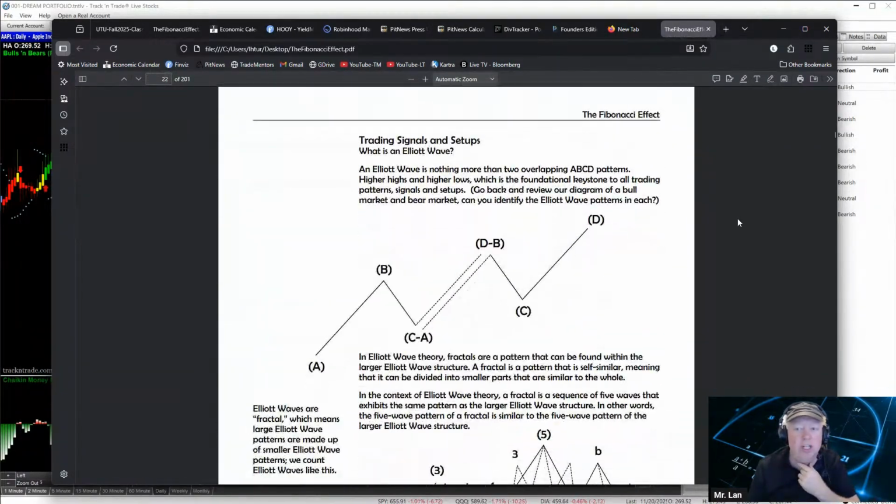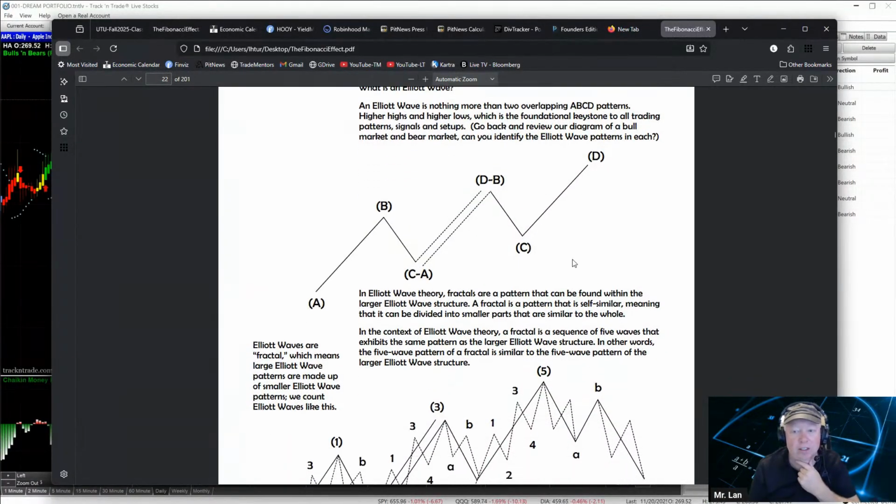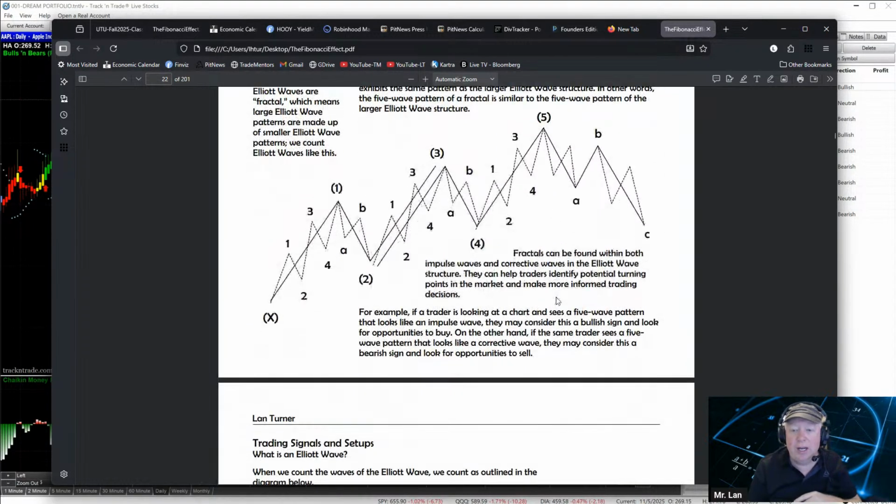And so you're going to read chapter 1 of the book, and you're going to understand and learn about Elliott wave patterns, which are really nothing more than two overlapping A, B, C, D patterns. So this little pattern right here, you see A, B, C, D, and then you see A, B, C, D. It's just two A, B, C, D patterns overlapped. So that's an Elliott wave, all right? So we look for 3 drives. That would be drive 1, drive 2, drive 3. So we kind of count it like this.